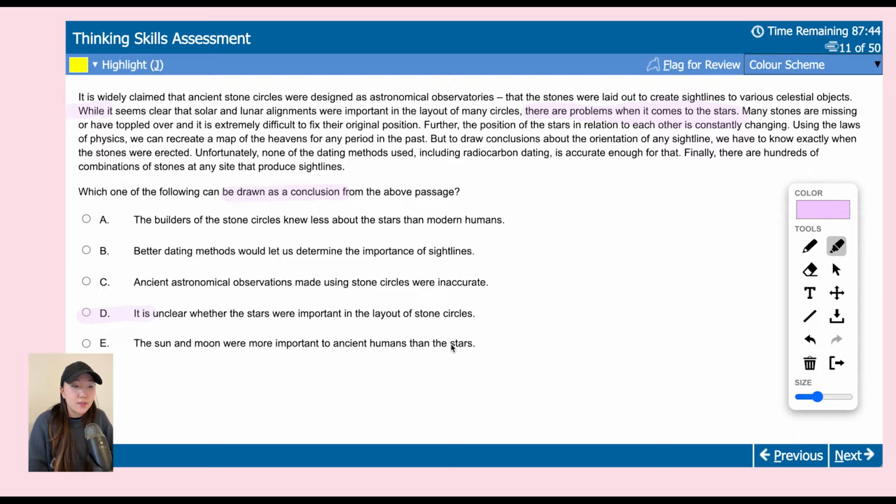We don't know whether the stars were important. There's nothing definitive in that passage. It's all a discussion of whether it might be possible to find out in some ways. Right now we don't have the techniques for it, and we just don't have enough data to conclude whether people in the past really cared about using how the stones were laid out to plot for stars as well.